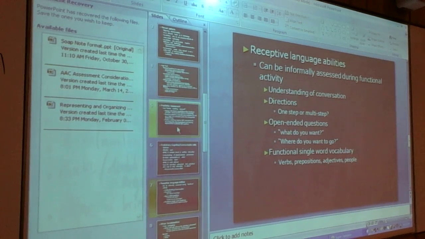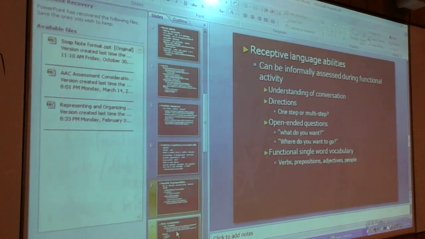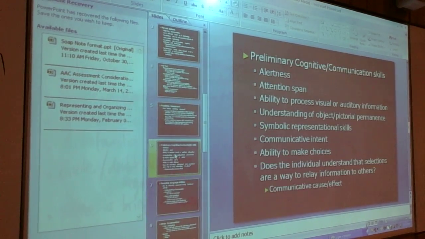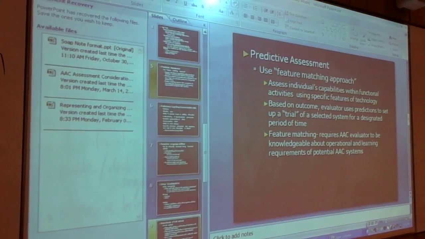And to back up, we talked about predictive assessment and feature matching. Does that ring a bell? Now, it's been a couple weeks, but again, based upon the receptive language abilities and the preliminary cognitive abilities, I'm going to predict what type of AAC systems and techniques would be appropriate for my client. And then I would try them over trials and presentations to collect data and see what the performance is.